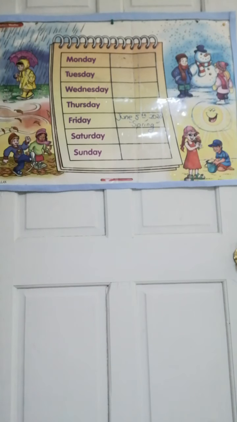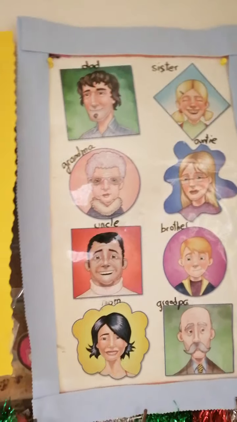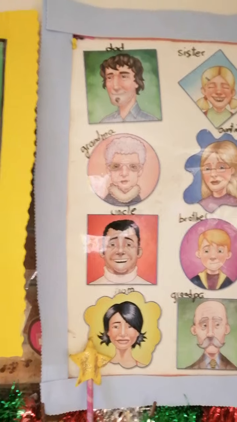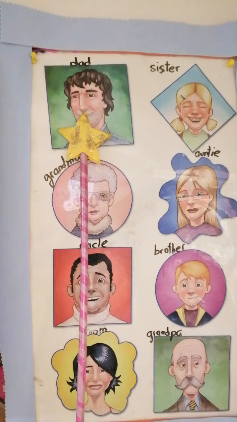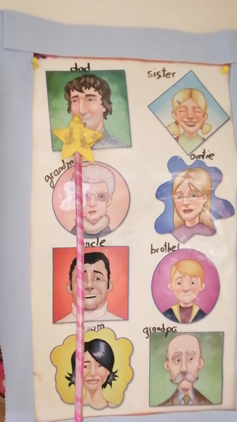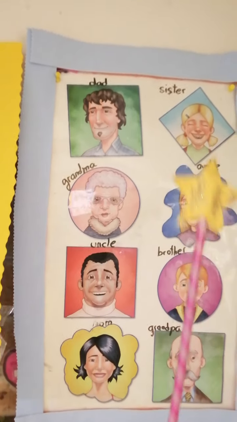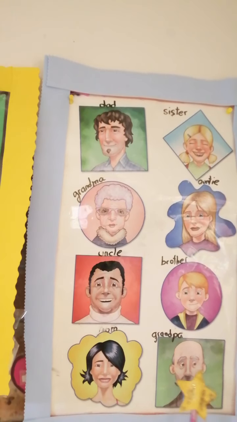Okay, now, we are going to study, kids, today, the family. Okay, we have here our family. Okay, can you see? Okay, we are going to study now. Okay, that we have here mom. This is mom. Okay, he is dad. Okay, very good. Okay, this is brother and sister and grandma and grandpa.